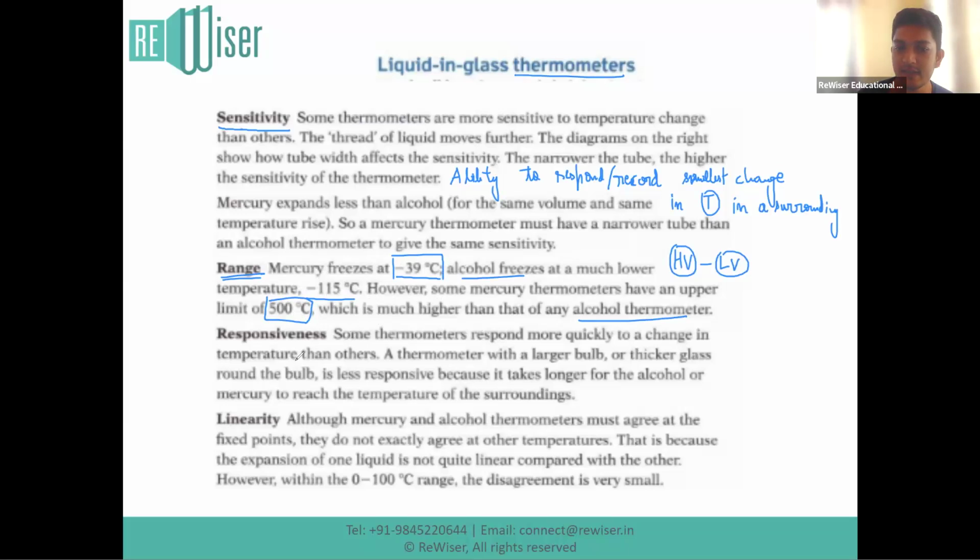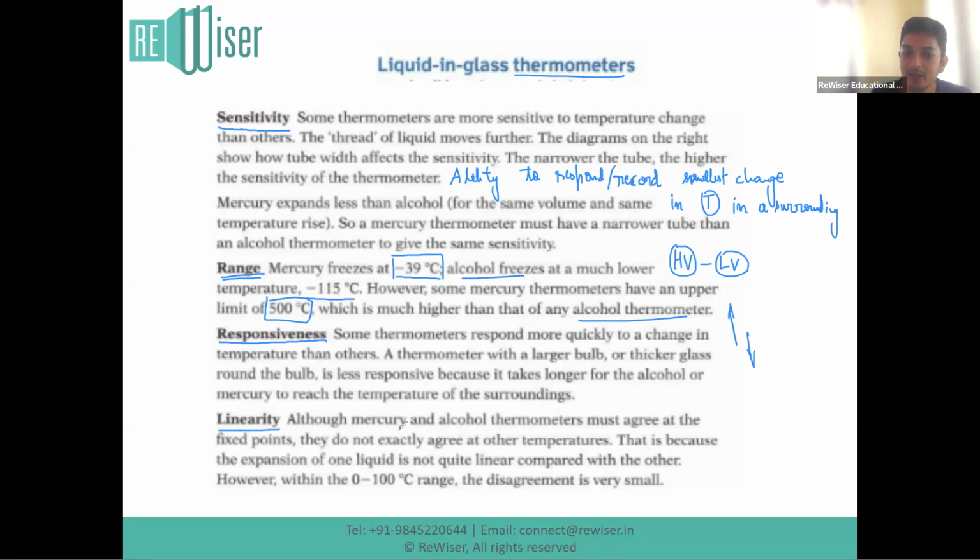Responsiveness is the ability to respond more quickly to a change than others. Remember, sensitivity is the ability to respond to the smallest change, but not the speed at which you respond. The speed at which you respond is the responsiveness. The faster your liquid in glass thermometer is able to rise up and go down when subjected to changing environments or changing temperatures, the greater its responsiveness.